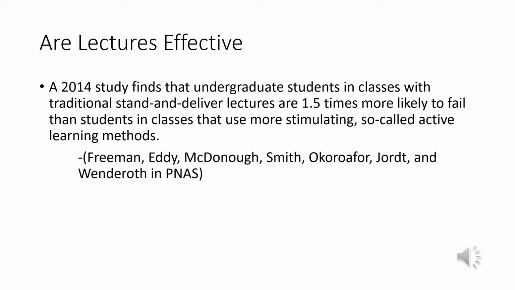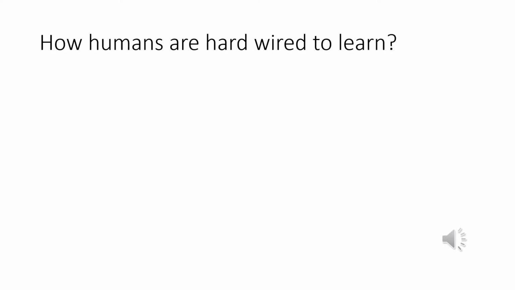not through that lecture. In 2014, a study found that undergraduates in traditional stand and deliver lectures are 1.5 times more likely to fail than students in what's called active learning. And I think with Zoom, it's probably even higher, or a lot of them, like I did, lowered our standards a little bit. Turns out we're hardwired to learn a certain way. So how is that?